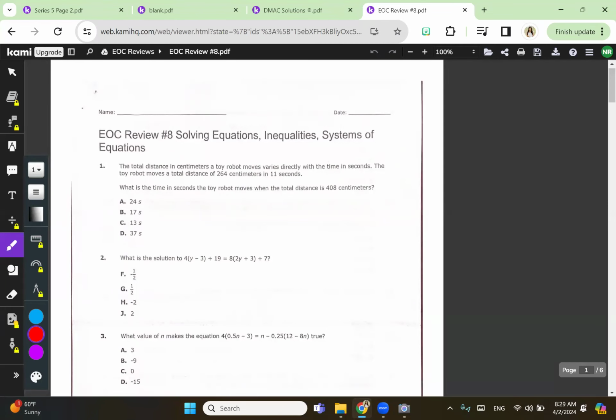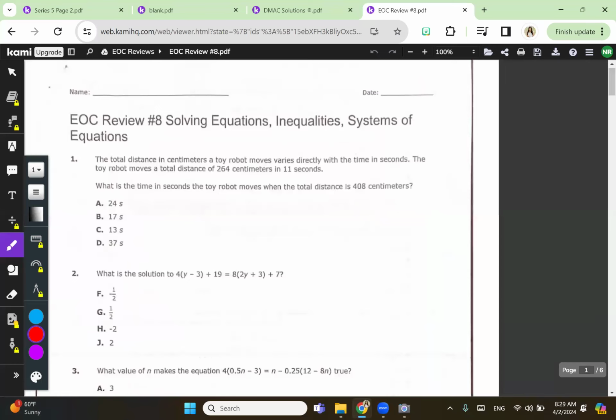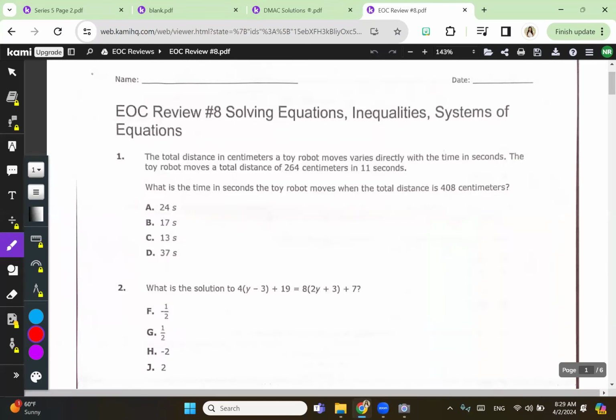Okay, number one, it says the total distance in centimeters a toy robot moves varies directly with time in seconds. The toy robot moves a total distance of 264 centimeters in 11 seconds. What is the time in seconds a toy robot moves when the total distance is 408 centimeters?